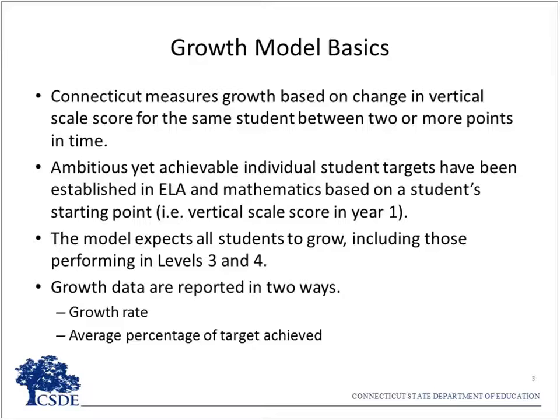And the growth data are reported in really 2 ways, and we will discuss that with examples so that we want to make sure everybody understands how the growth results are reported. We use 2 metrics. One is called the growth rate. The other one is called the average percentage of target achieved, and we will discuss that in detail.